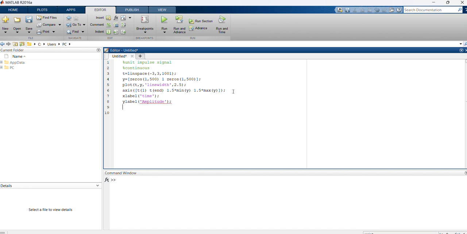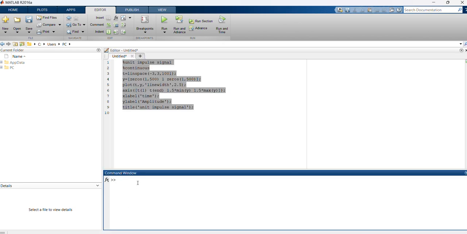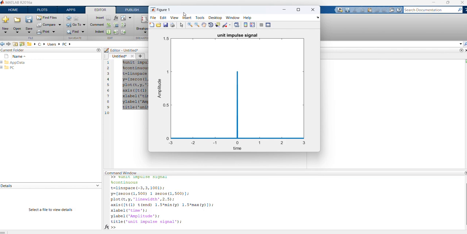Okay. And then the title would be unit impulse signal, right? And then let's run the code and see. Yes, we did it. Over here at 0, it is 1, whereas elsewhere it is zeros. And we said that we want the x-axis from -3 to 3 and the y-axis from 0 to 1.5.